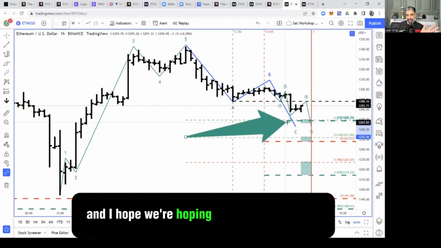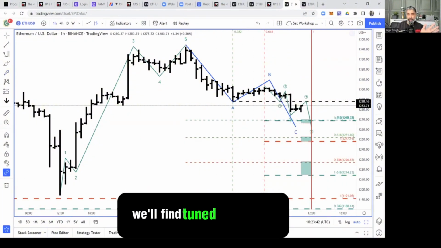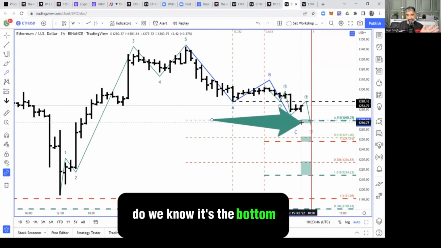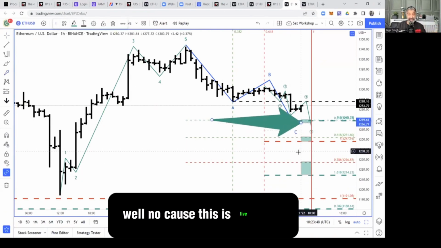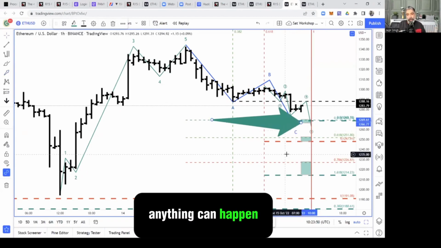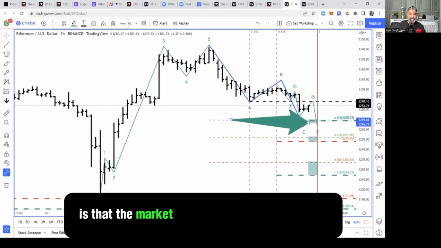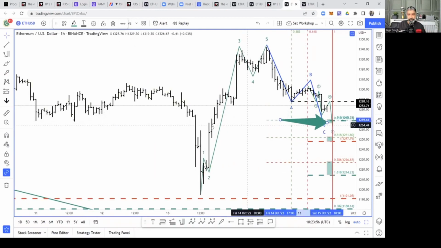And I'm hoping that's making sense. We have fine-tuned the bottom. Do we know it's the bottom? Well, no, because this is live data. We don't know, anything can happen. The market owes us nothing. But what's likely to happen is that the market is likely to react to this level.